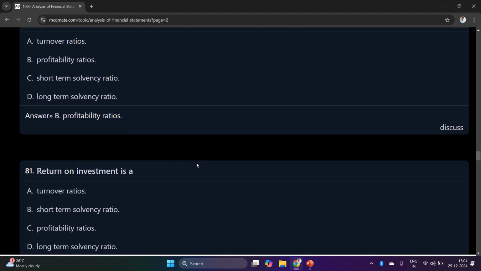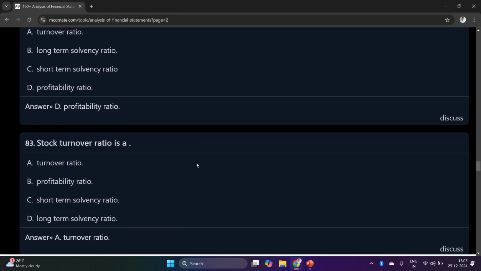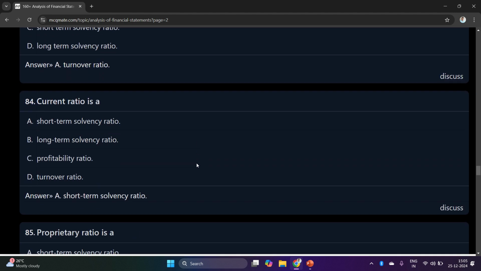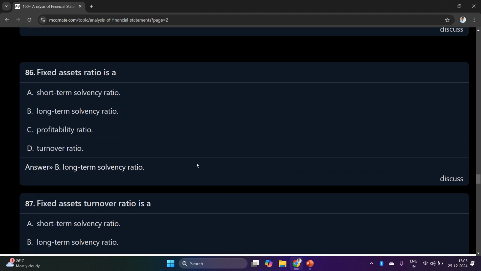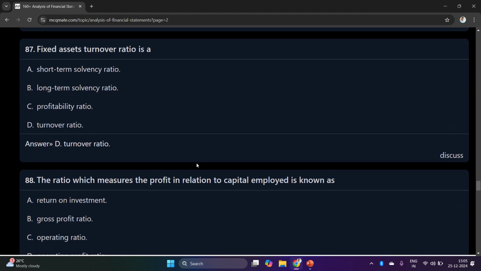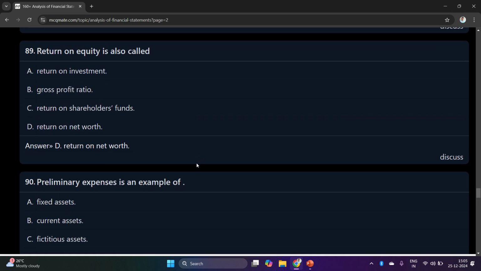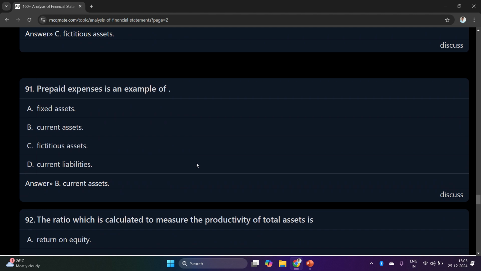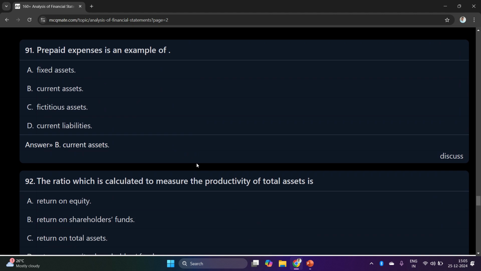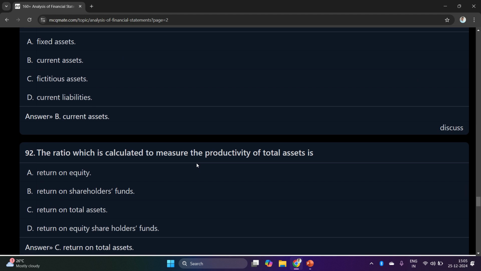Return on investment is a profitability ratio, net profit is a profitability ratio, stock turnover is a turnover ratio, current ratio is a short-term solvency ratio, proprietary ratio is a long-term solvency ratio, fixed assets ratio is a long-term solvency ratio, fixed assets turnover is a turnover ratio. Return on capital employed is a return on investment; return on equity is also called return on net worth. Prepaid expense is an example of a current asset. The ratio which measures the profit on total assets is return on total assets.